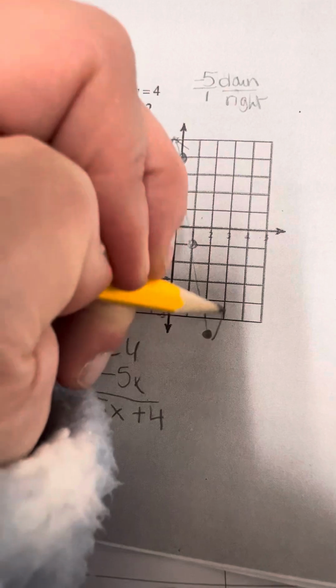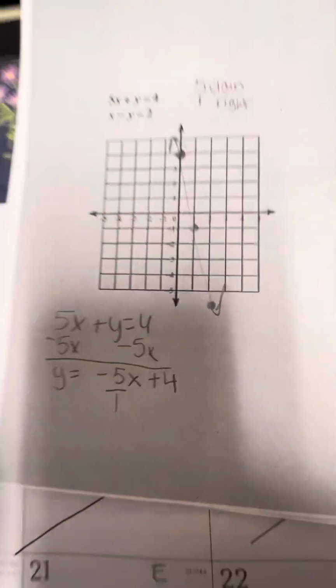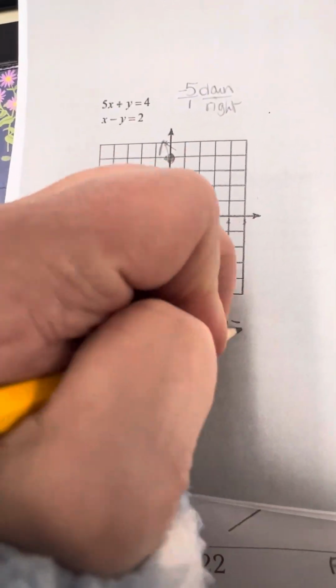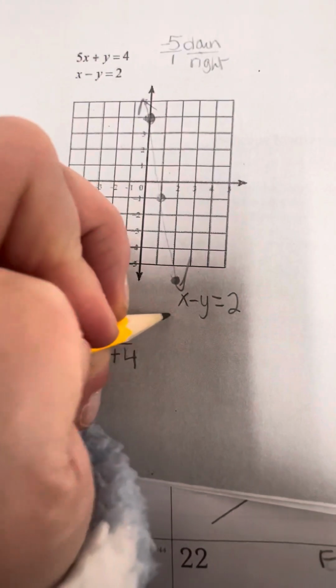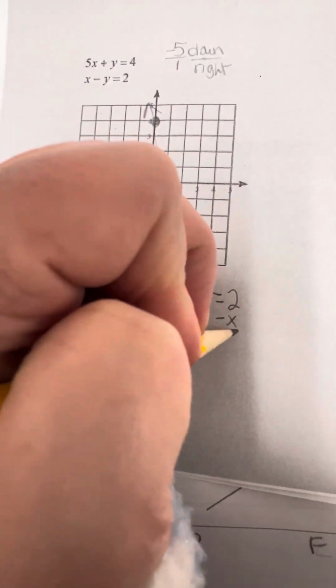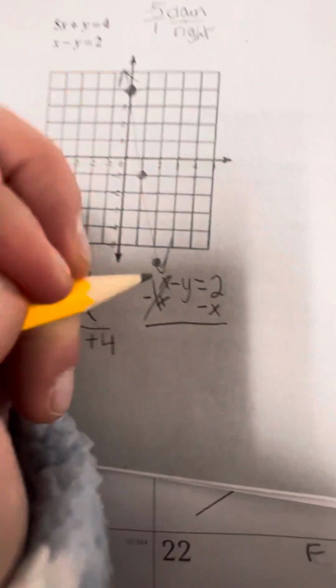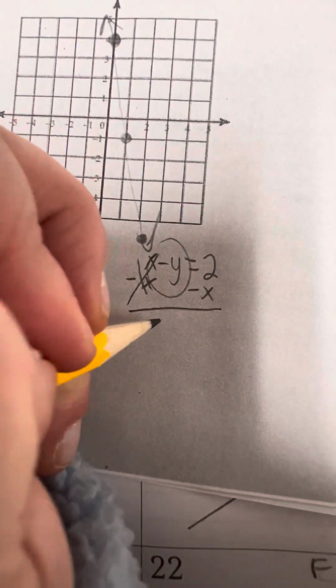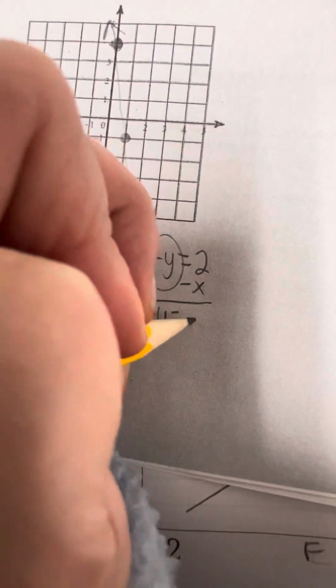And go ahead and start with the second one. So x minus y equals 2. Get that x out of there by subtracting it on both sides. Now the problem with this is you do have a negative y here, so you've got to be careful. Negative y is equal to negative x plus 2.